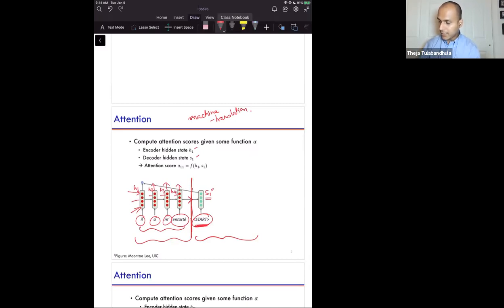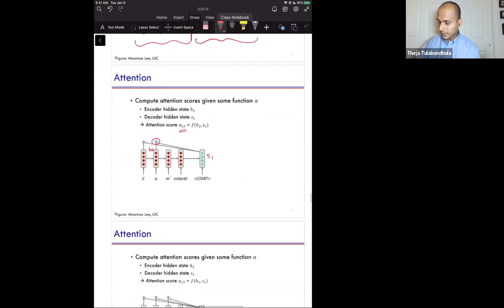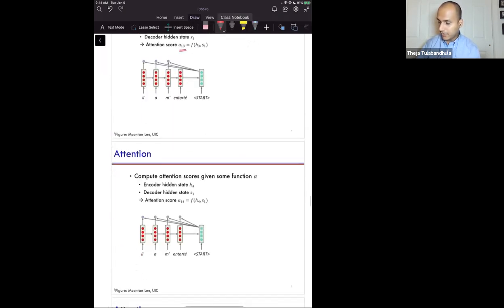Now we use S1 with H1 to produce a number. I'm going to talk about how we produce that number. But given H1 and S1, those are inputs, fixed at this moment. Given those two, I produce a number A11. Similarly, I'm going to use S1 and H2 to produce another number A12. Similarly, I can produce A13 and A14.